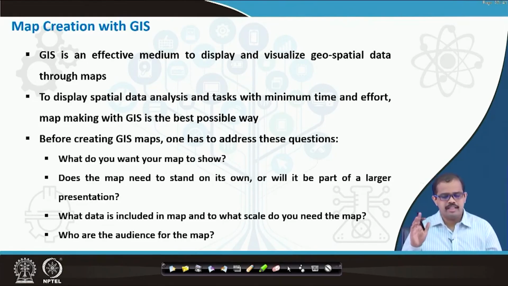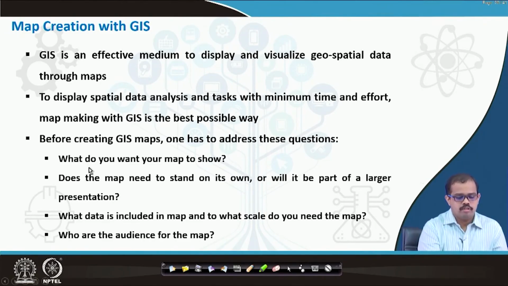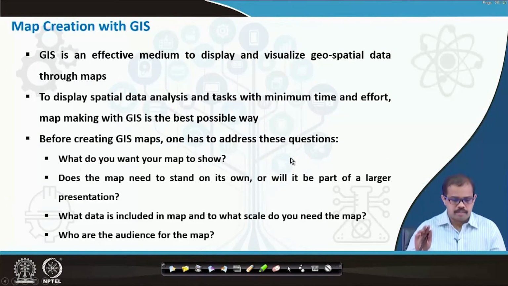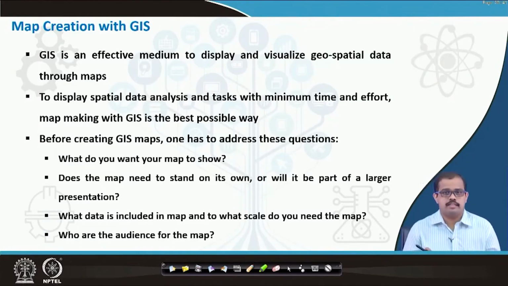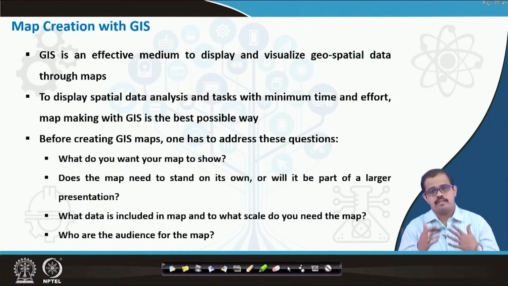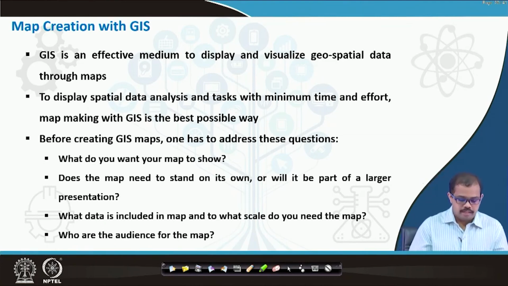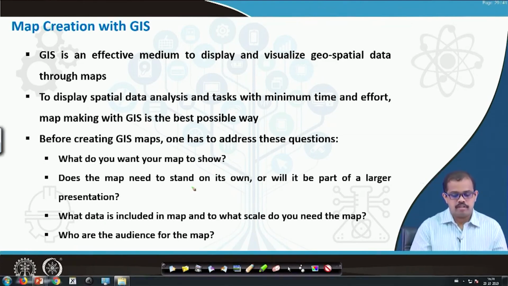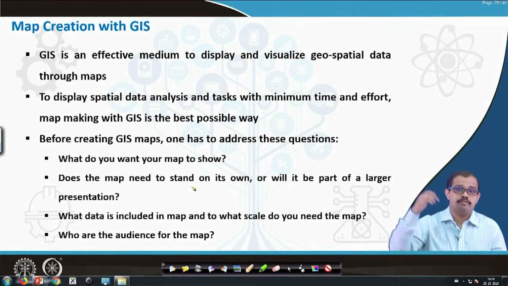But the only thing all of you have to remember when you are creating a GIS map is what do you want your map to show. Whether it is showing a particular region, a particular place, what kind of details you want to show, what are the features you want to show. Then, does your map stand on its own or is it a part of a larger map?